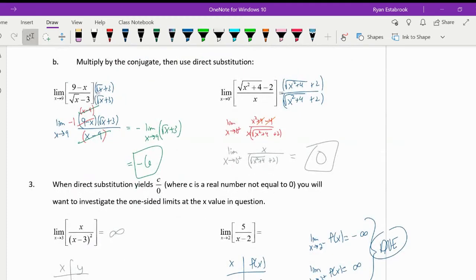Another technique we're going to try is multiplying by a conjugate. So once again, you're going to plug in your value, plug 9 in for x in the numerator, plug 9 in for x in the denominator. We get 0/0, which is indeterminate, which means there's more work to be done.